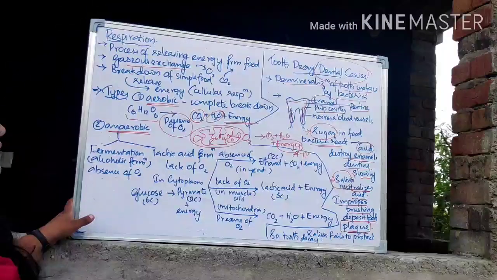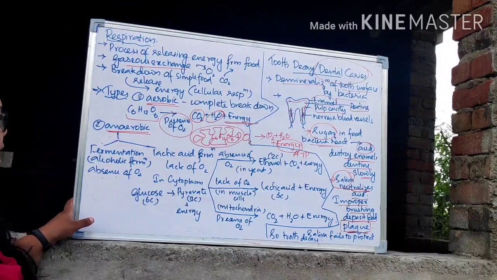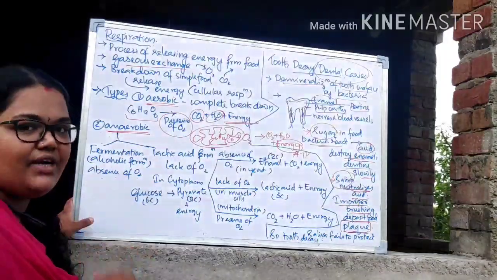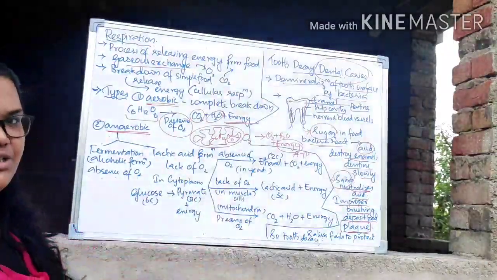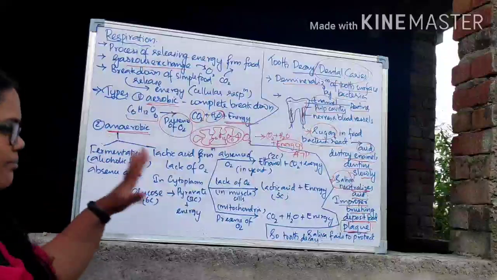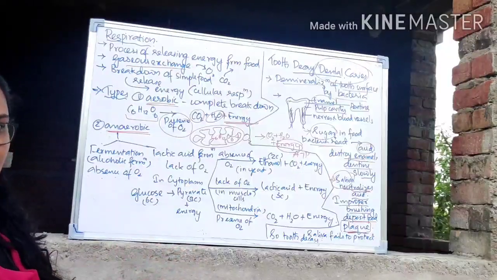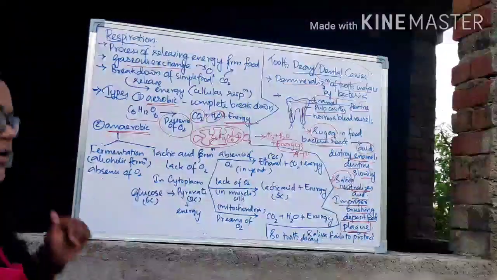Now what is happening in anaerobic respiration? Anaerobic respiration we can classify into two types. One is the alcoholic fermentation, another one is the lactic acid fermentation. What do you mean by fermentation? Both are in the absence of oxygen. But there is a slight difference.